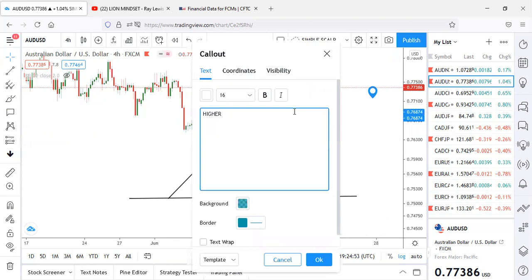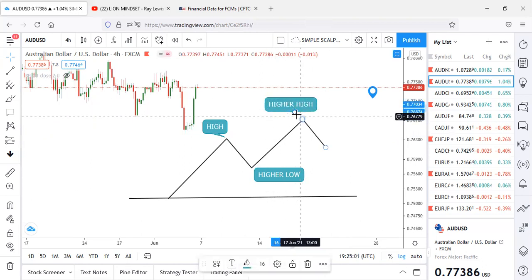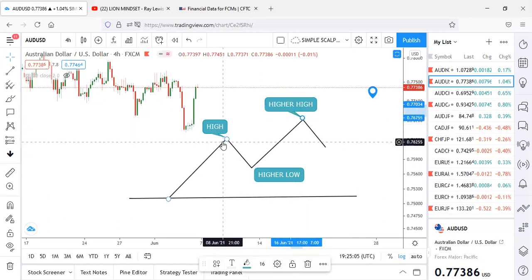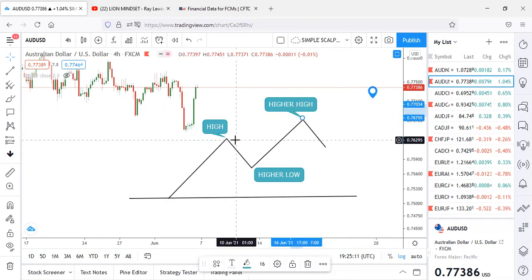Higher high, okay? Why do I call this a higher high, and why do people call it a higher high? Like I said, this is the previous high. This high is higher than this one, so this high is called a higher high.